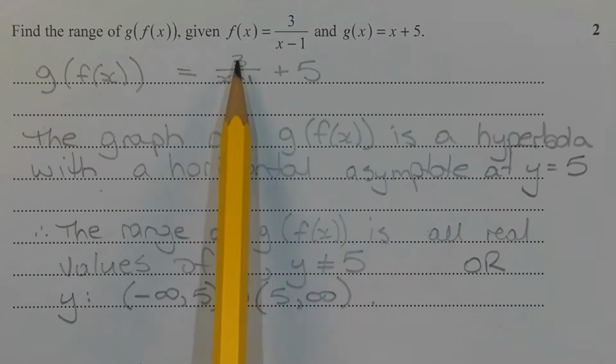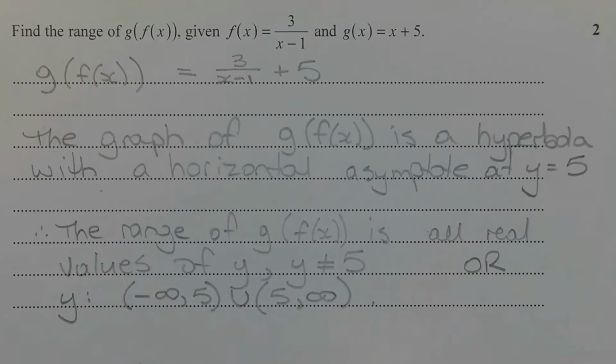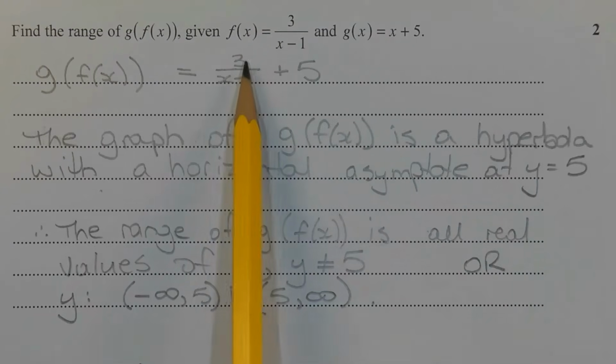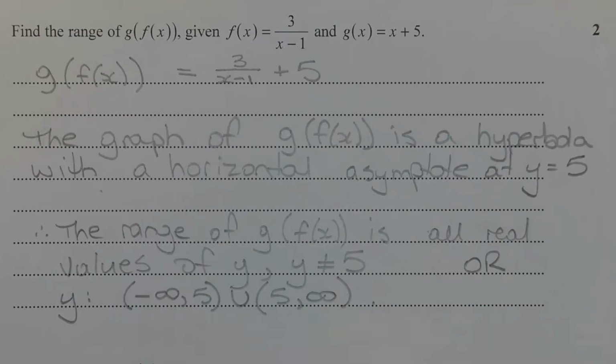So the hyperbola 3 over x minus 1 has a vertical asymptote at x equals 1 and a horizontal asymptote. Now that's what we're interested in. The horizontal asymptote is the x-axis. So that's at y equals 0. That means the range of 3 over x minus 1 is all real values of y, but y cannot equal 0.